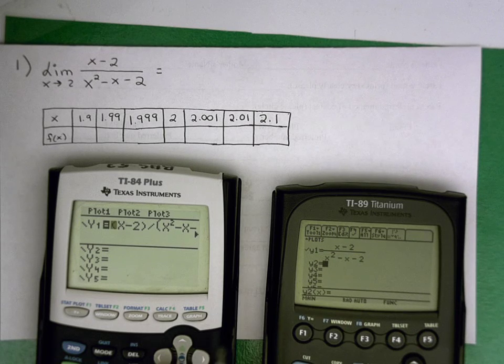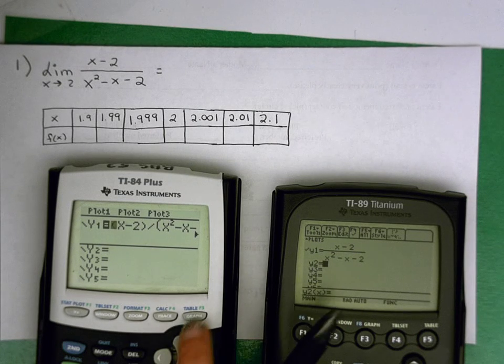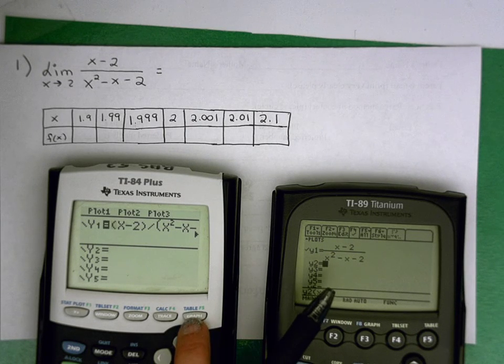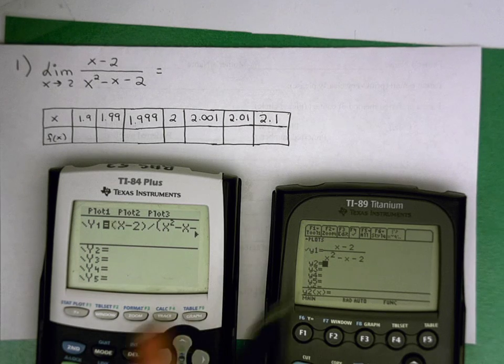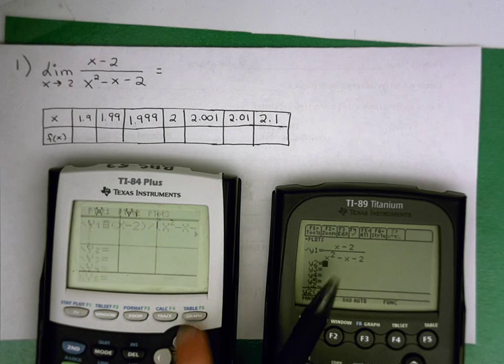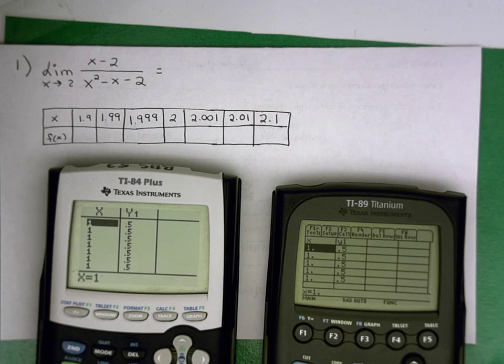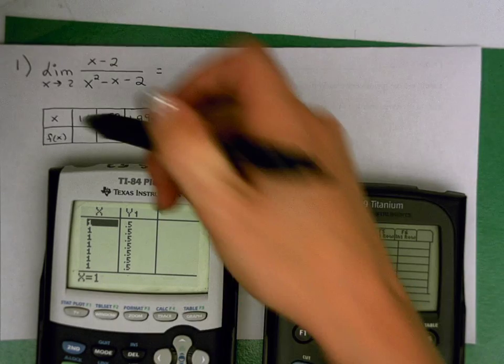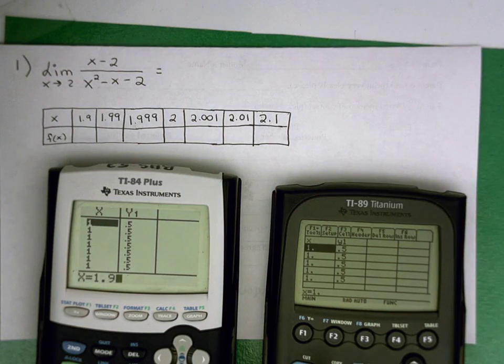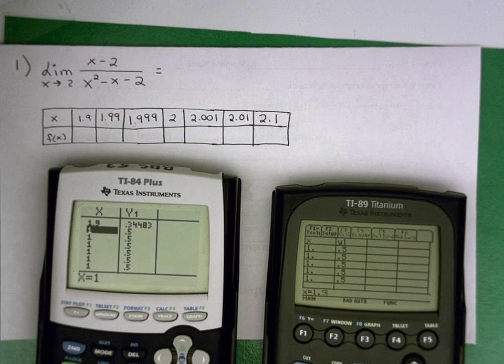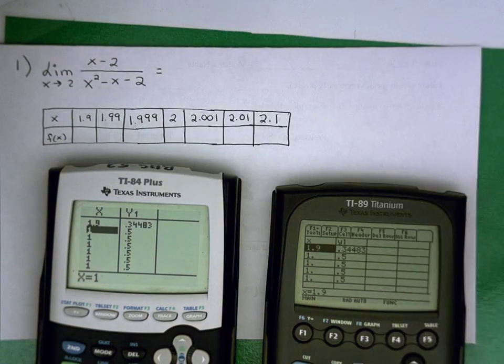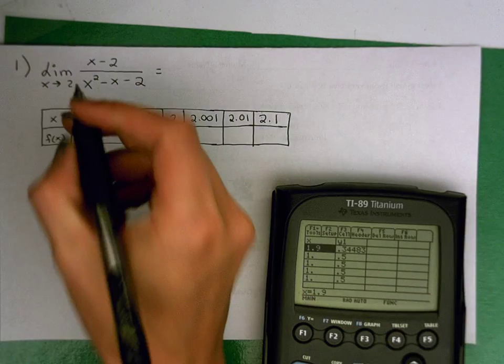Okay, once you've done that, you're going to go to table, which on the 84 is right above the graph. So you're going to hit second to activate the blue, and then hit graph, so it goes to the table. And then on the 89, you're going to go alpha table, which is F5. And then you'll be able to input the different numbers. So we're going to input 1.9, and we get 0.34483.